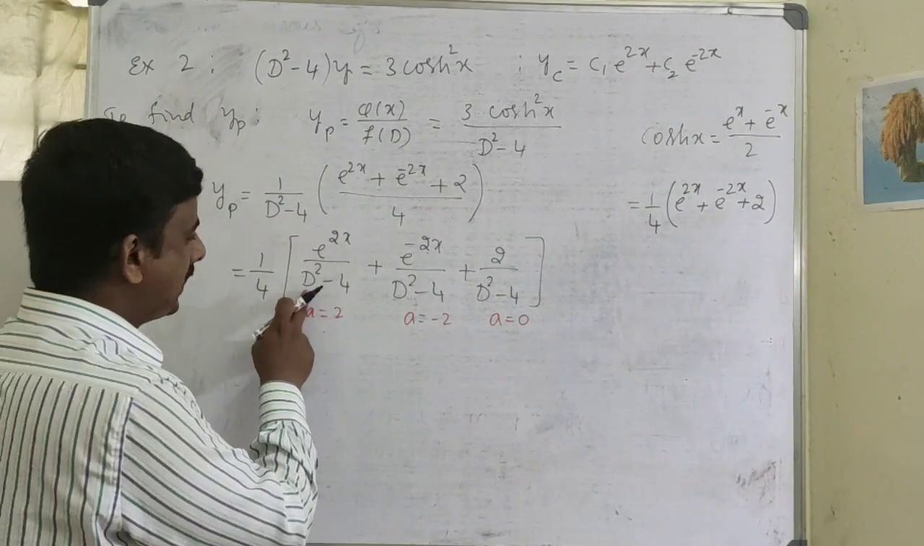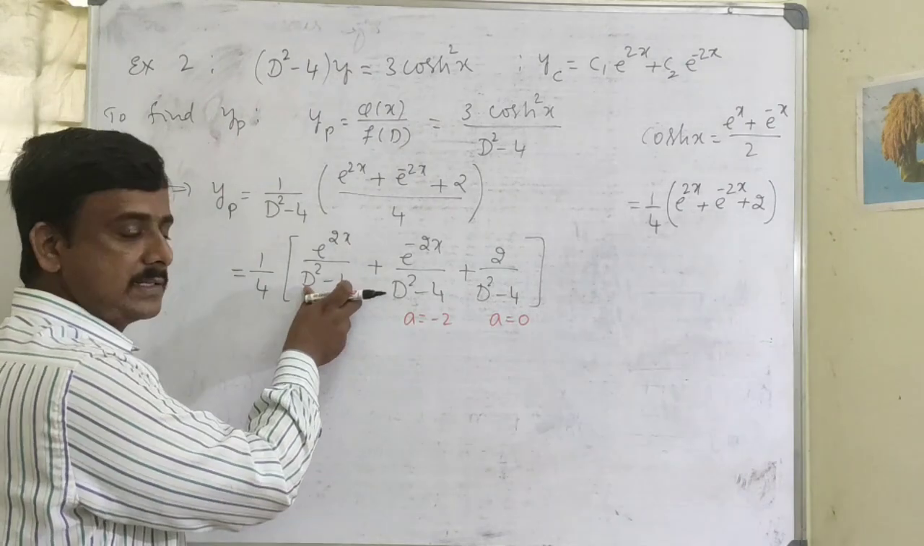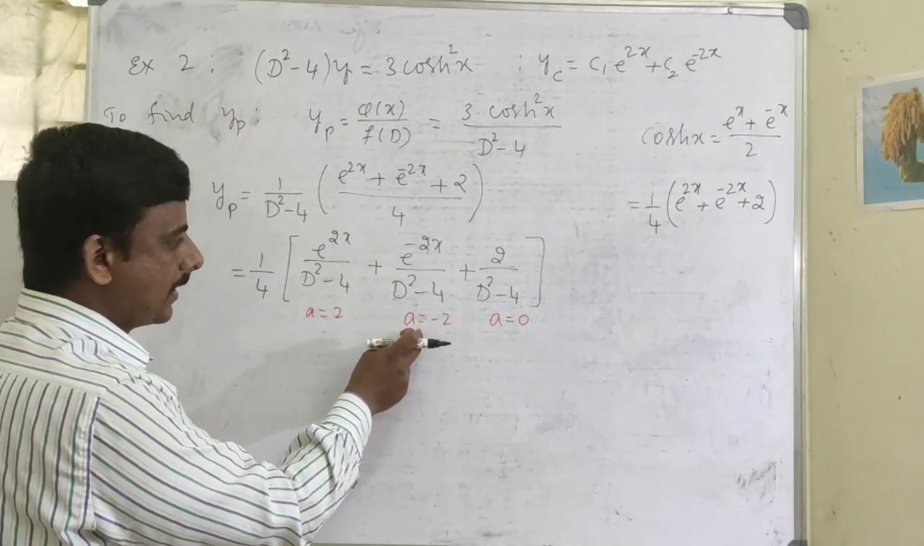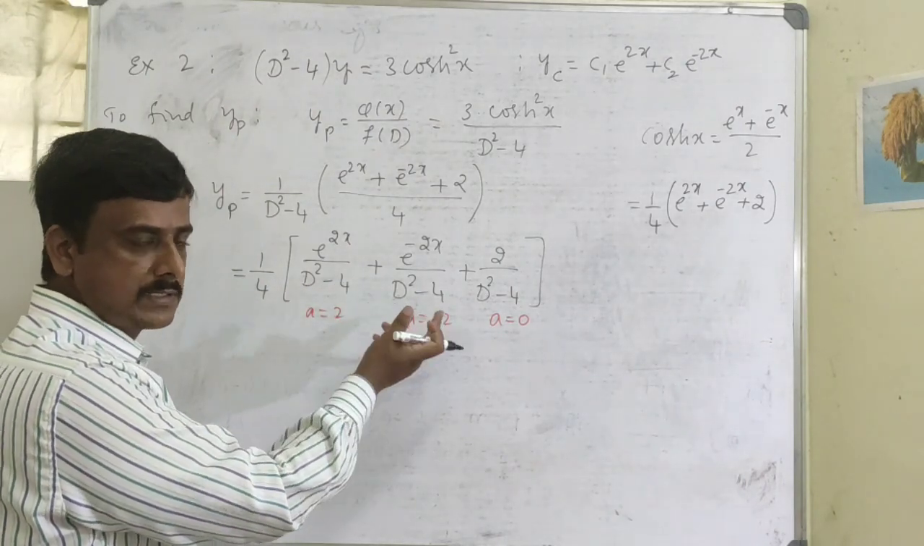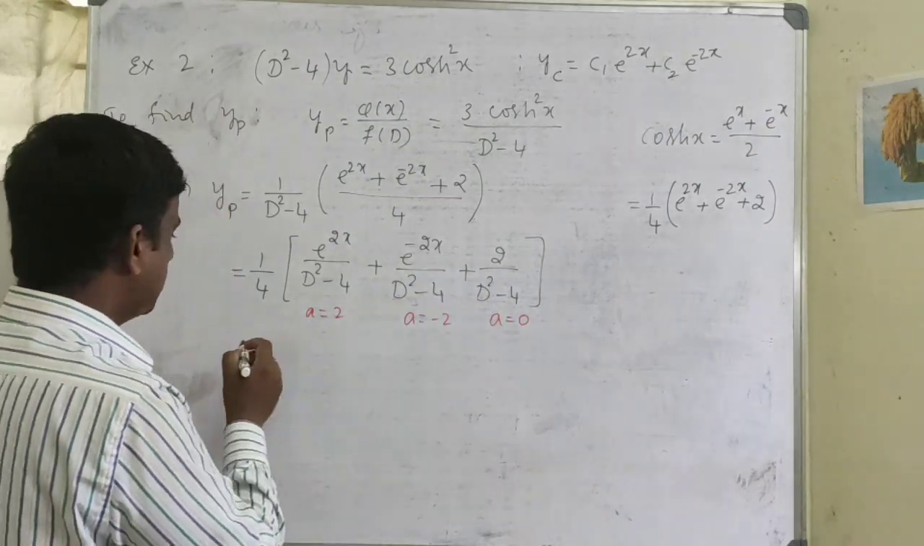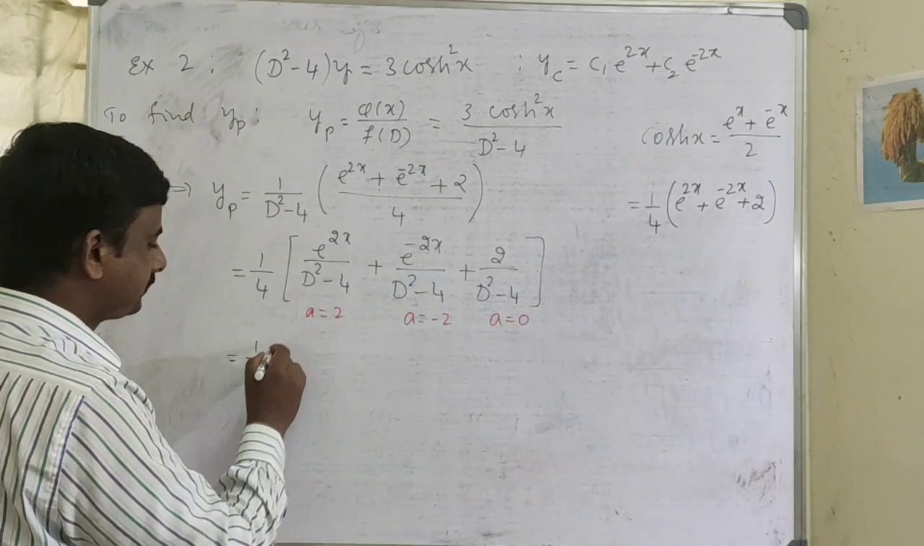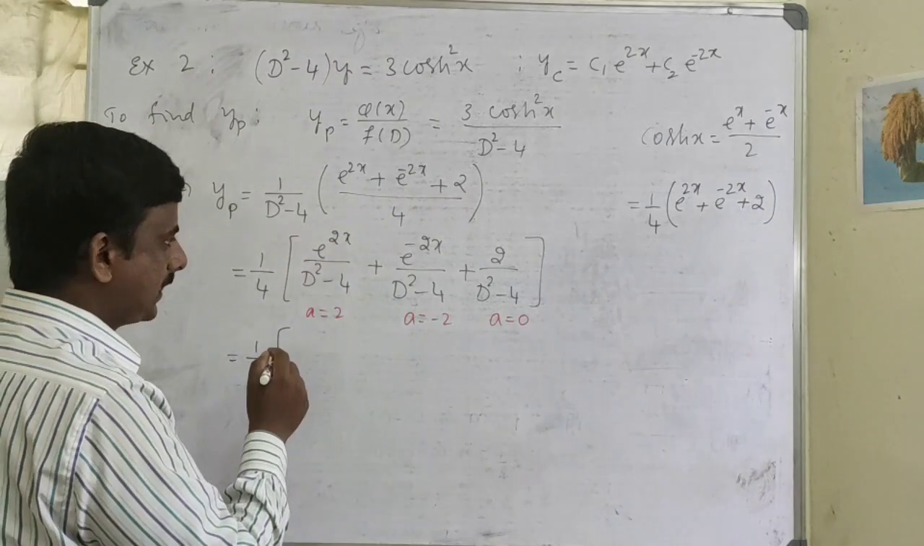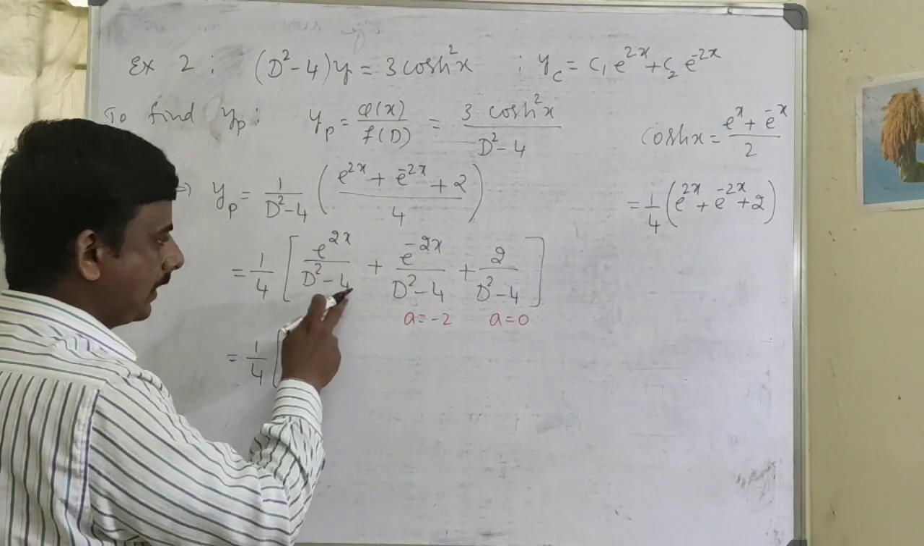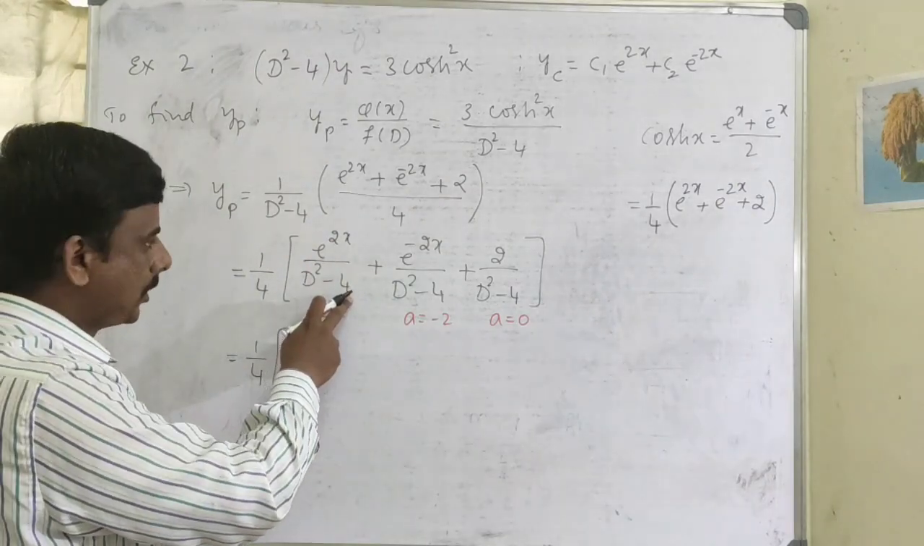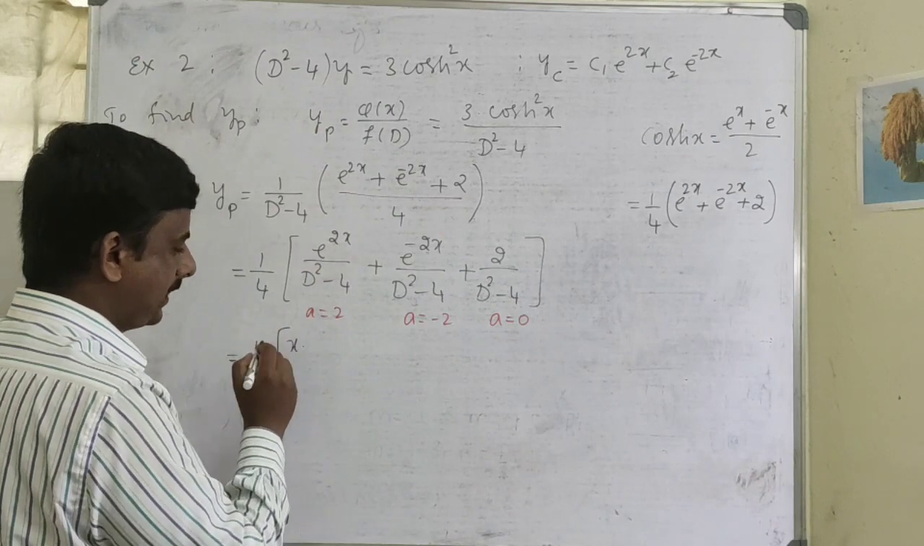Now if I replace D by 2 here, I will get 0 in the denominator. Here also if I replace D by minus 2, I'll get 0 in the denominator. Here no problem. So this will be e power 2x. I will get f of a equal to 0. So I should multiply the numerator by the independent variable.